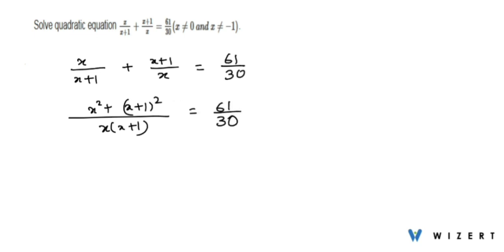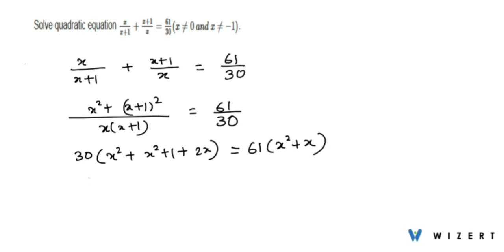Let us cross multiply it and expand x plus 1 whole square as x square plus 1 plus 2x using a plus b whole square formula. Now 61 x square plus x. Now again let us simplify it further and we will obtain this equation.